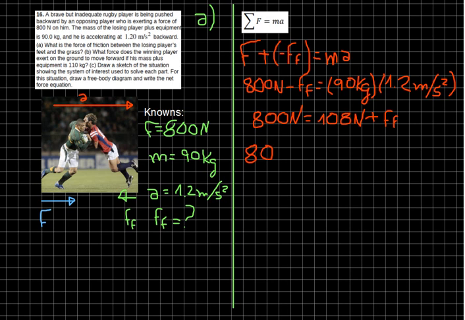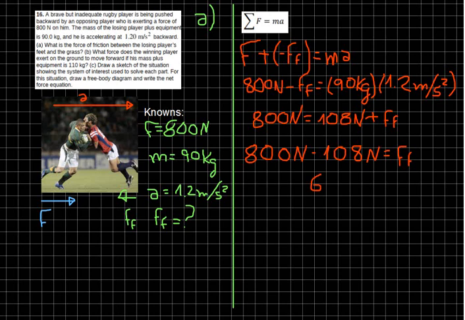That is 800 newtons minus 108 newtons equals the force of the friction between the player's feet and the grass. 800 newtons minus 108 is equal to 692 newtons, equals the force of the friction. And that's it. With that, we have solved part A.